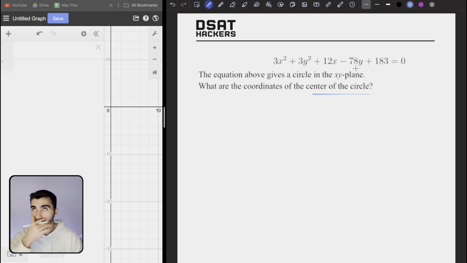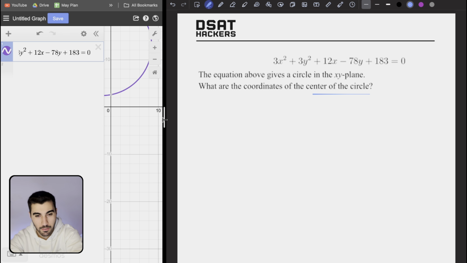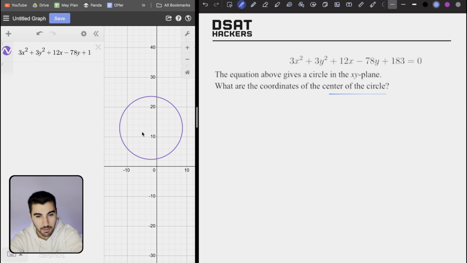One way that you can do is manually converting this equation into the standard form of the circle's equation. The other way is, of course, plug this into Desmos, see what the circle is, and just look at the center of the circle, right? So let's do it that way. 3x squared equals 0. There we go. We have the circle. Let's check the center.